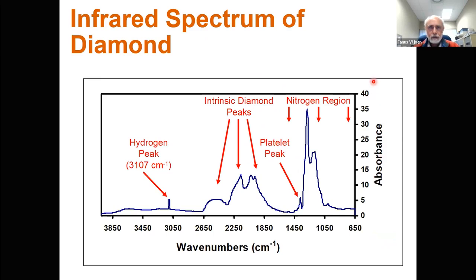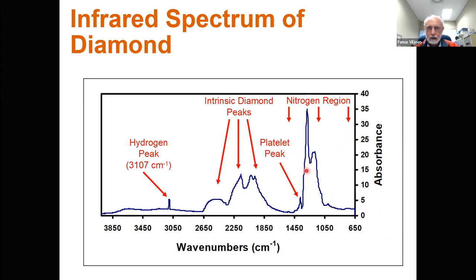Still on the subject of infrared spectrometry of diamonds, this is a typical infrared spectrum of a nitrogen-containing diamond. Along the horizontal axis, we have wave numbers, which is essentially the number of cycles that you have in your infrared region of the optical spectrum per centimeter. On the vertical scale, we have absorbance, which is essentially how much of the infrared radiation is absorbed by the diamond as the beam passes through the stone.